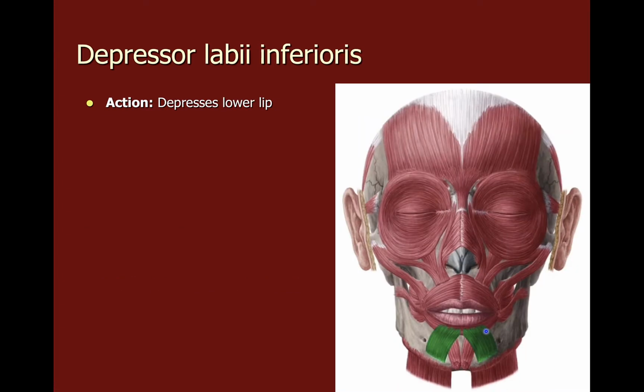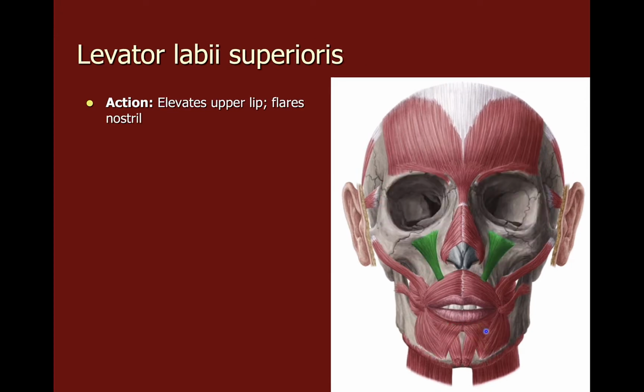Then we have depressor labii inferioris. We said the mentalis is going to protrude our lower lip. Well, this is going to depress our lower lip, so it's going to move it inferiorly. And then we have our levator labii superioris. So this is going to elevate our upper lip, and it's also going to help flare our nostrils.